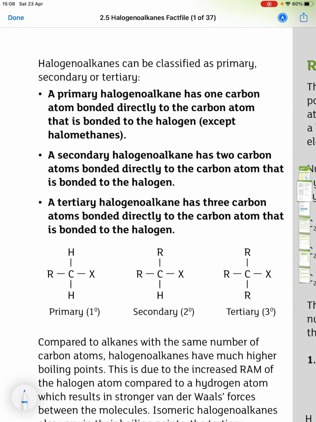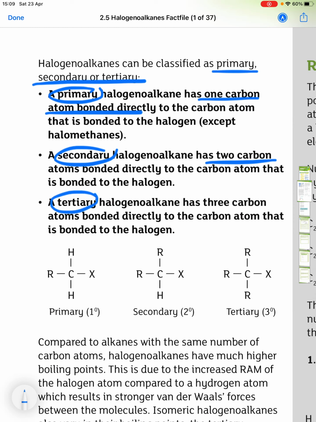So in the same way as the carbocations, the halogenoalkanes can be classified as primary, secondary or tertiary. So primary has 1 carbon atom bonded directly to the carbon atom that's bonded to the halogen. Secondary has 2 carbon atoms bonded directly to the carbon that's bonded to the halogen. And tertiary has 3 carbon atoms bonded directly to the carbon atom that's bonded to the halogen.